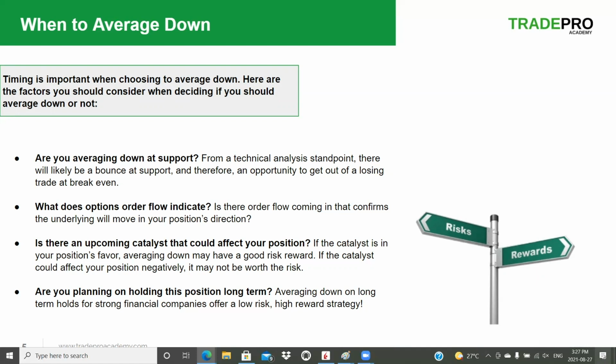So third, is there an upcoming catalyst that could affect your position? If a catalyst is in your position's favor, averaging down may have a good risk reward. If the catalyst could affect your position negatively, it may not be worth the risk. In that case, you may just want to take the loss and make the money you lost back in a winning trade. And are you planning on holding this position long term? Averaging down on your long-term portfolio for strong financial companies offers a low risk, high reward strategy.